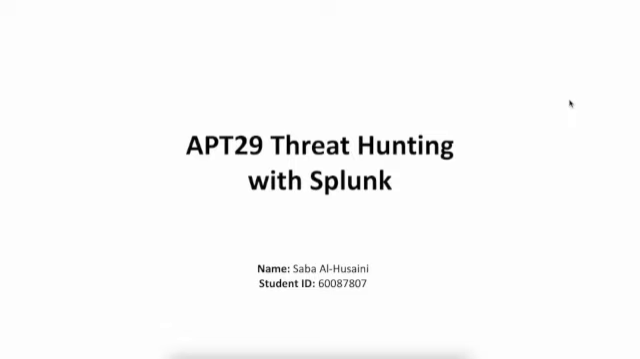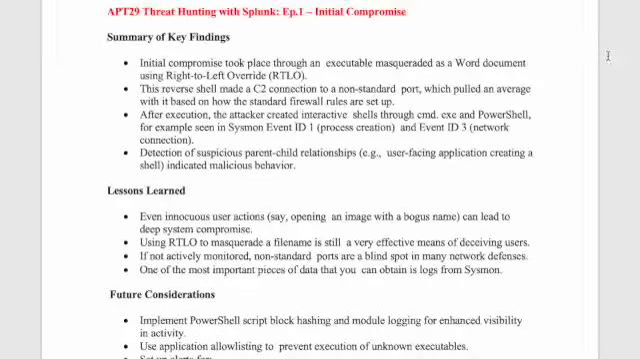They also use common ports like 443 to blend in with normal internet traffic, and some of their techniques are phishing to get in, PowerShell scripting to run commands, and exfiltration over C2 channels. Now I will show you how I use Splunk to detect and analyze their activities. So now I will start with the first lab, the initial compromise.